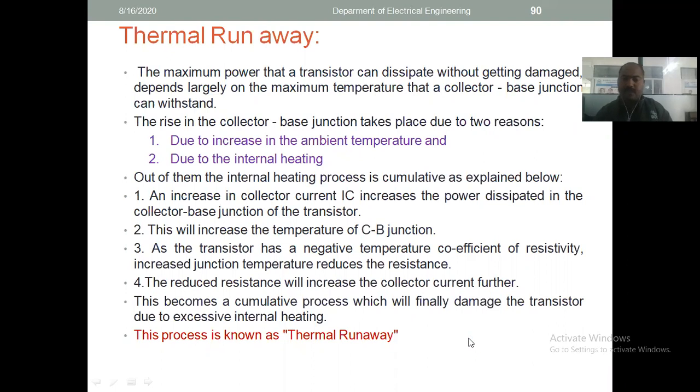Okay, so we have to increase the temperature of the collector base junction in this case. Now, one important thing is that temperature and resistance are inversely proportional. So as the temperature increases, resistance decreases, right? Due to that, as the temperature of the surroundings of the device increases, the resistance of the transistor decreases, which indicates that more current flows through the device. You know that R equals V upon I.